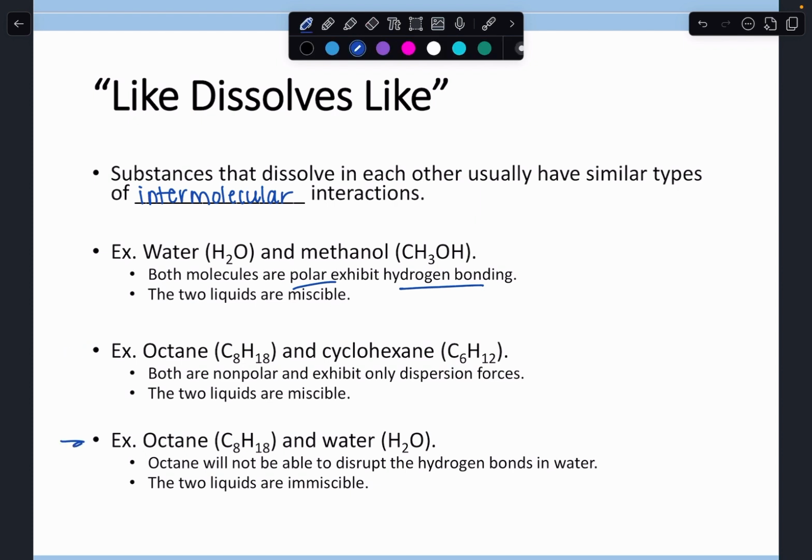But if we took one from each of those bullet points, so octane, which is nonpolar and has dispersion forces only, and added it to water, which is polar and has hydrogen bonding interactions, these would not mix. They would form two different layers, and those two layers would not mix together. So these are immiscible or insoluble.